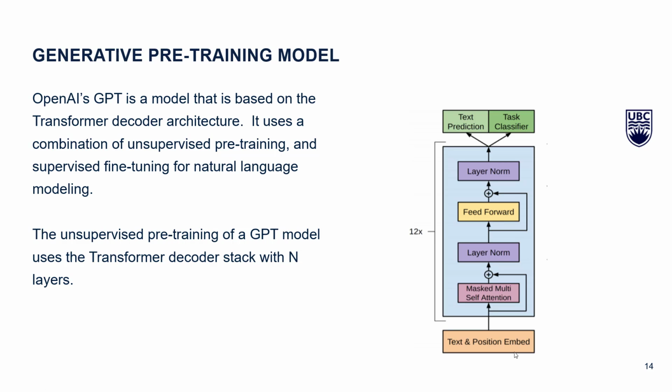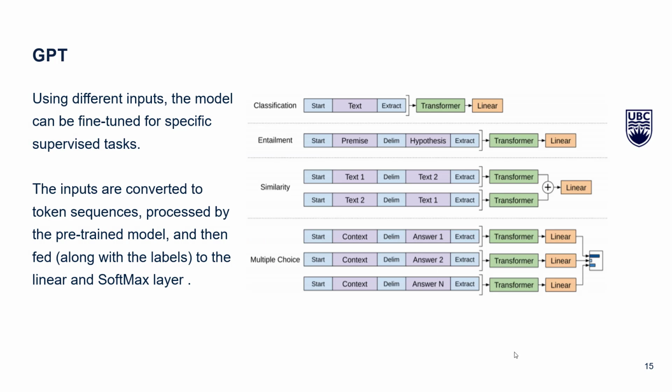The authors of this paper used a generative pre-training model, or GPT model, which is a model that is based on the transformer's decoder architecture. It uses a combination of unsupervised pre-training and supervised fine-tuning for natural language modeling. The unsupervised pre-training of a GPT model uses the transformer decoder stack with n layers.